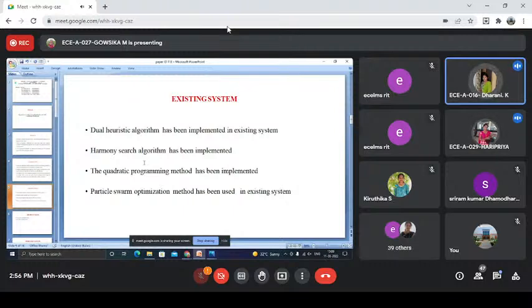Normally the AGVs are non-deterministic. So to increase the productivity, we can use this harmony algorithm. Here we use two indicators, that is the time and the distance.